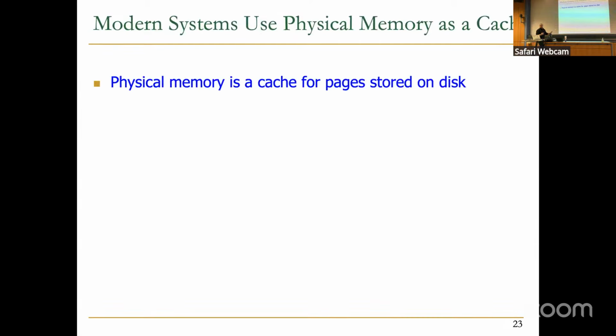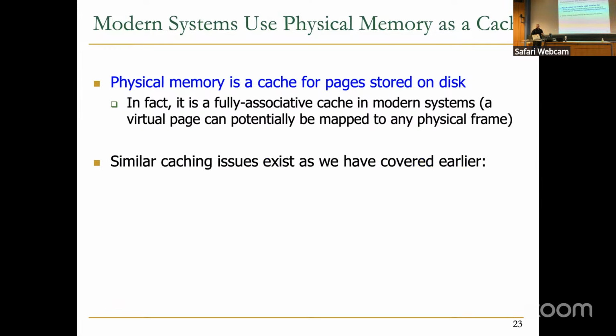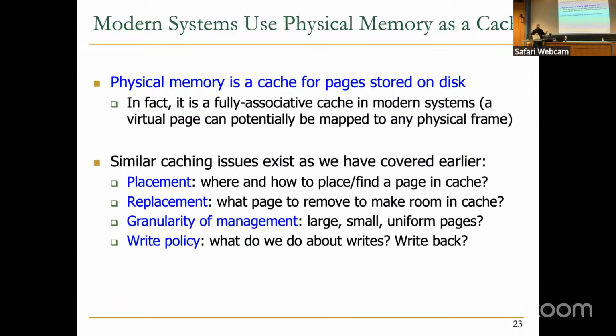So most modern systems use the physical memory basically as a cache. The physical memory is a cache for pages stored on the disk, and you can think of it as a fully associative cache, which means that the virtual page can potentially be mapped to any free physical frame. So there are similar caching issues which we have covered earlier, like placement. Where and how to place and find a page in the cache? How do you replace? How do you make room in this memory to fill it up with pages? What's the granularity of the management? Do we use large pages, small pages, uniform pages? What's the write policy? Do we write back? Do we have write through?